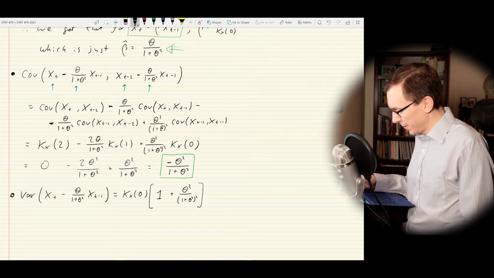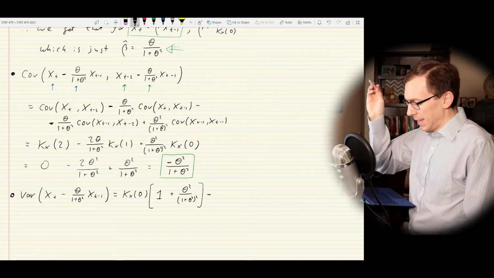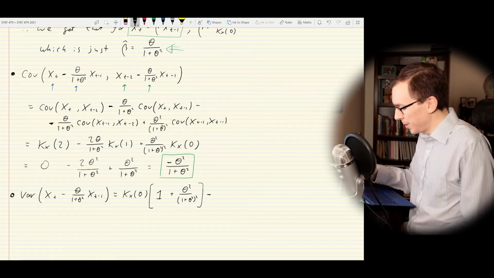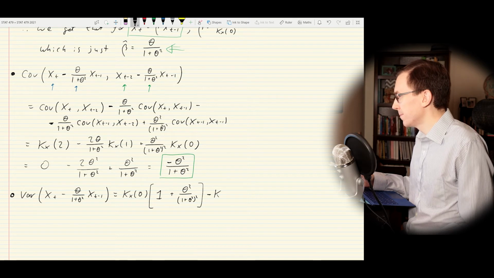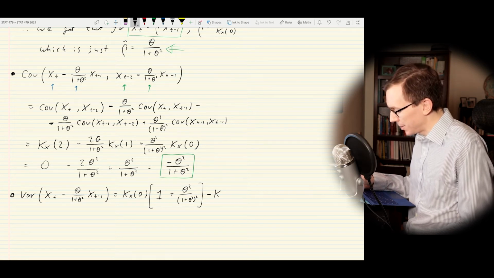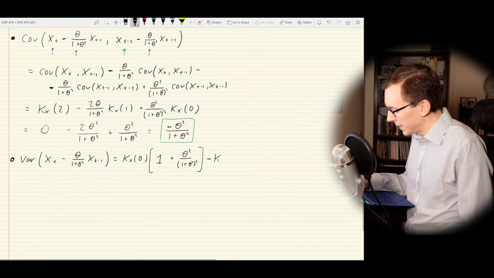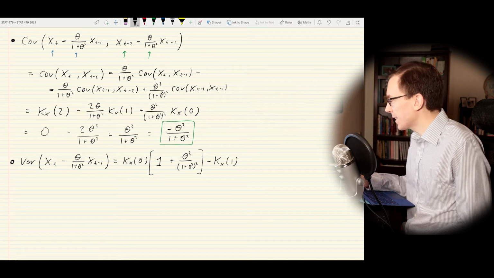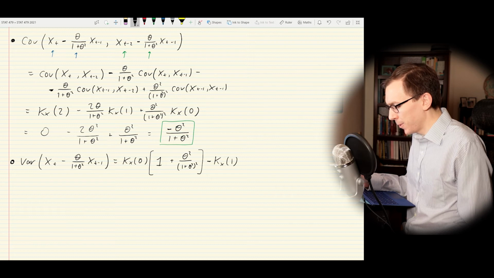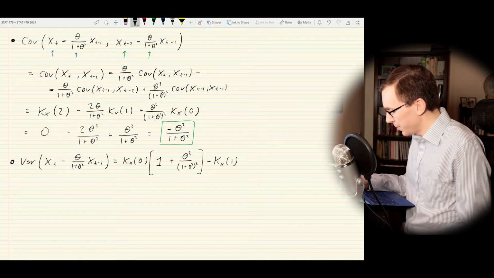And then for the cross term, when we do xt times xt minus 1, we're going to get a minus sign. We're going to get, well, 2 of them, right? Yeah, so I'll just write this down first. We're going to get the autocovariance at lag 1, and we're going to get a coefficient of 2 theta over 1 plus theta squared.